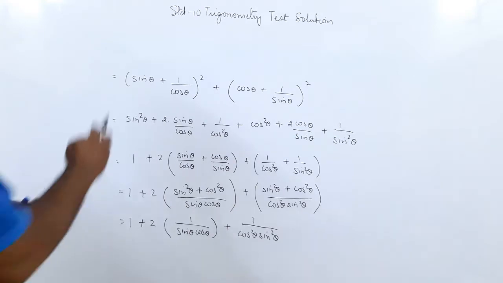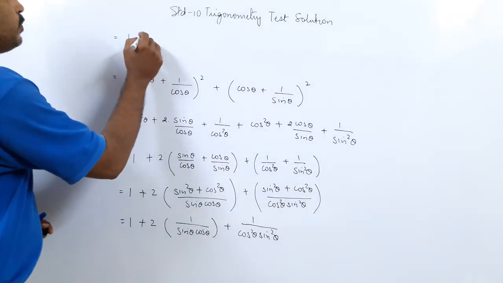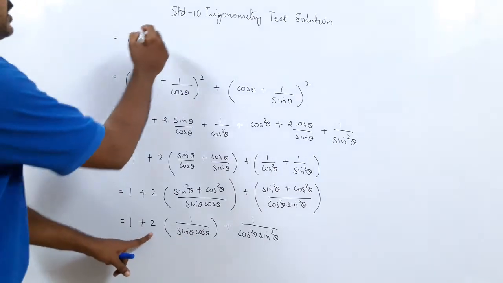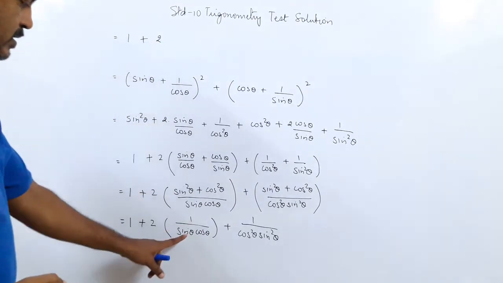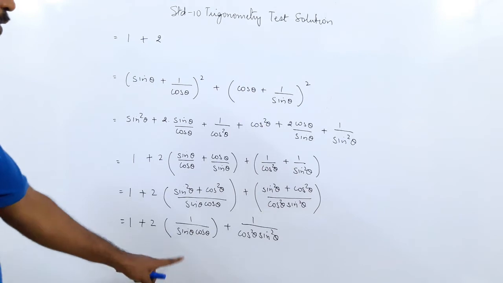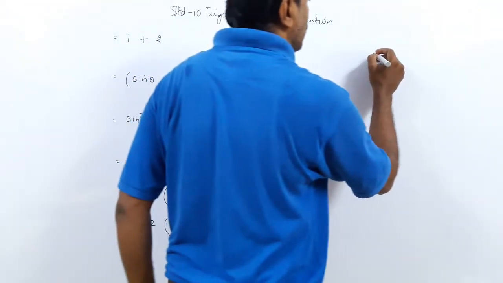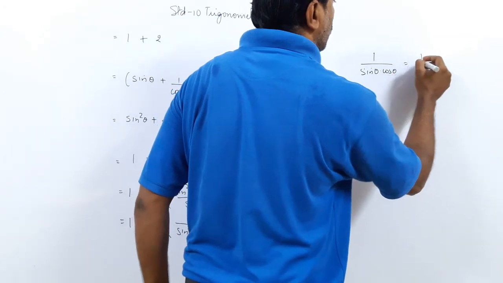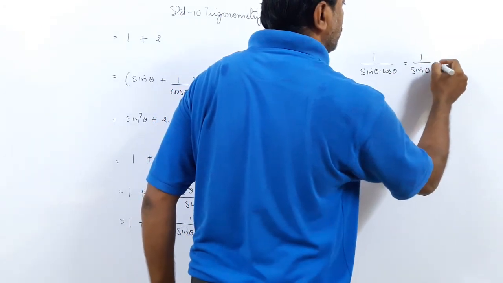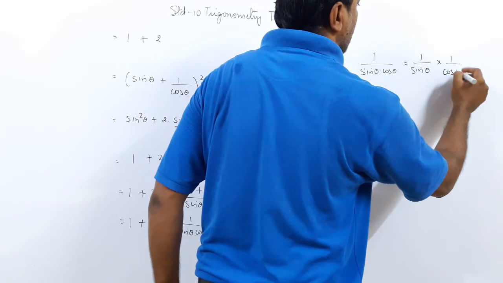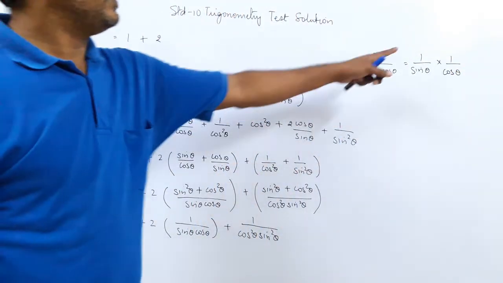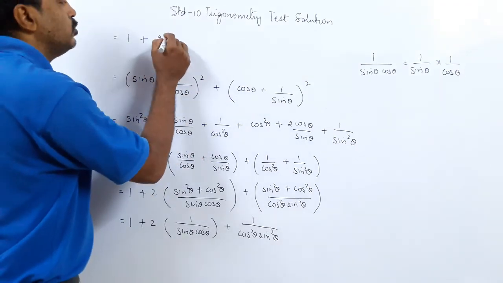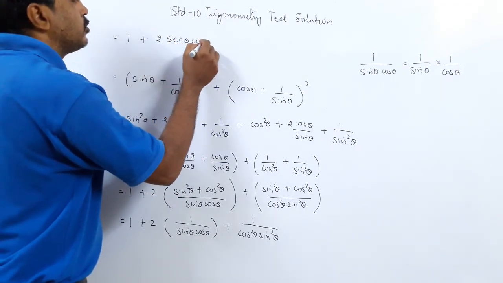So what do we get? 1 plus. Now 1 upon sin theta cos theta. There is 2 outside. I put the 2. Now what is this? 1 upon sin theta into cos theta. We can write 1 upon sin theta into cos theta equal to 1 upon sin theta into 1 upon cos theta. This can be written. But 1 upon sin theta is cosec theta. 1 upon cos theta is sec theta. So 2 sec theta cosec theta.